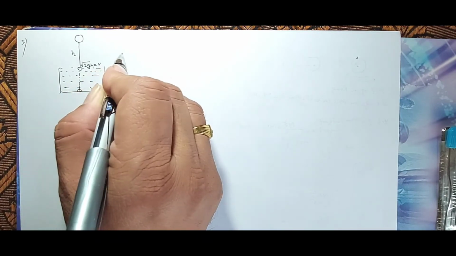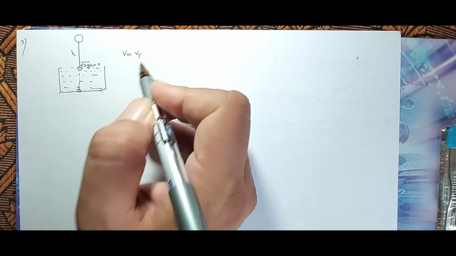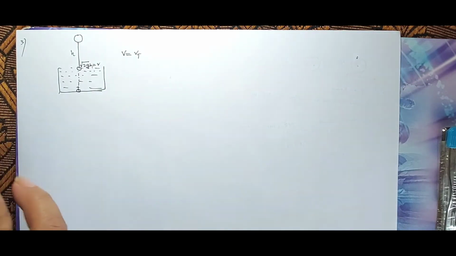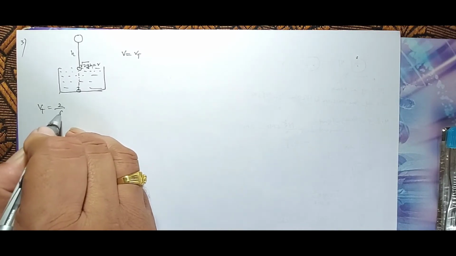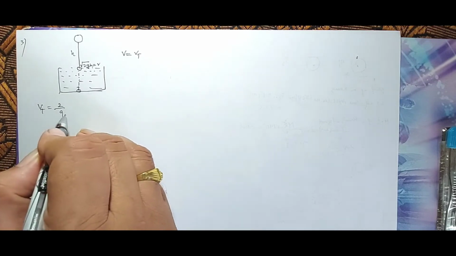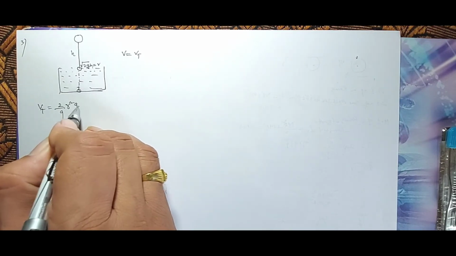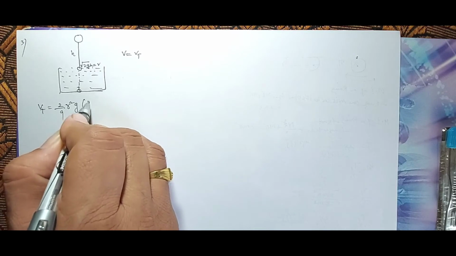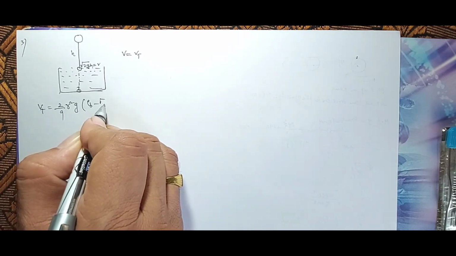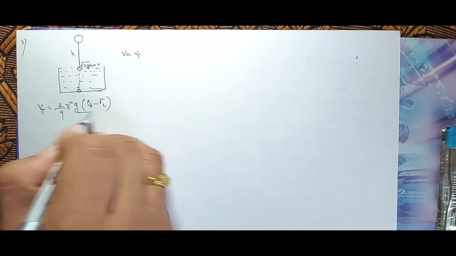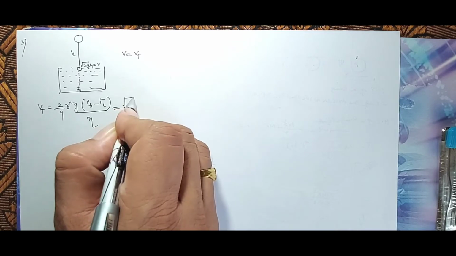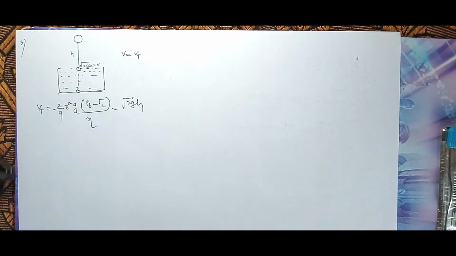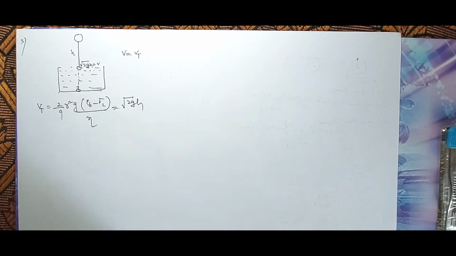So this V we write as Vt. Vt is equal to 2 by 9 times r squared g, into density of the body minus density of the liquid, divided by eta. That is equal to square root of 2gh. So, squaring on both sides.